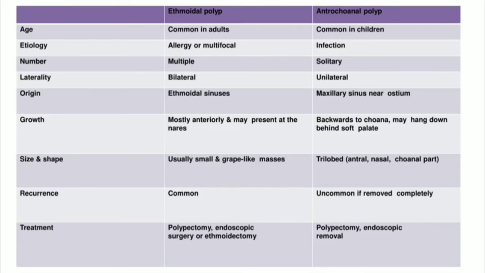Coming to antrochoanal polyp, these are common in children and they occur following infection. These are usually solitary and unilateral. They originate from the maxillary sinus near the ostium. They grow backwards towards the choana and may hang down behind the soft palate. They are trilobed in shape, that is, they have an antral, nasal, and a choanal part. Recurrence is uncommon when removed completely. The treatment is again polypectomy and endoscopic removal.